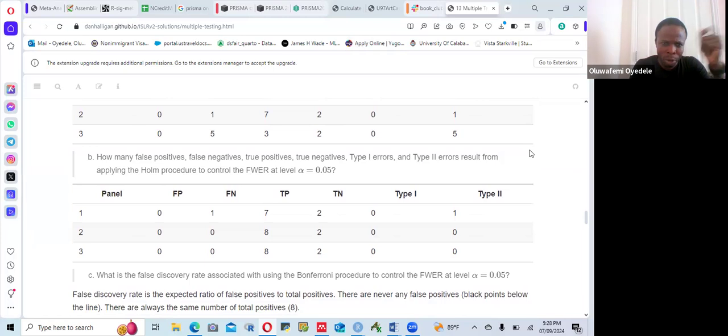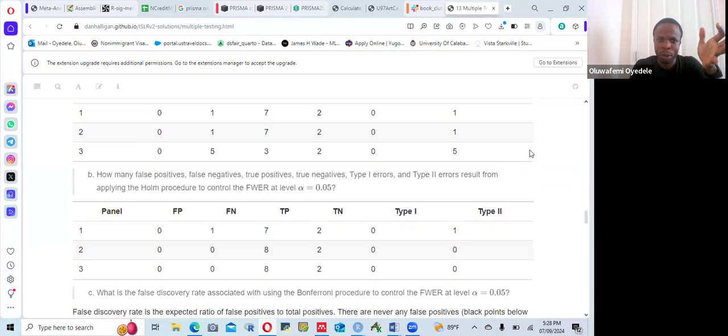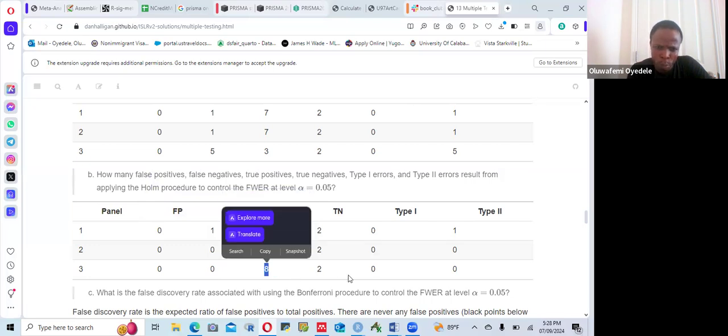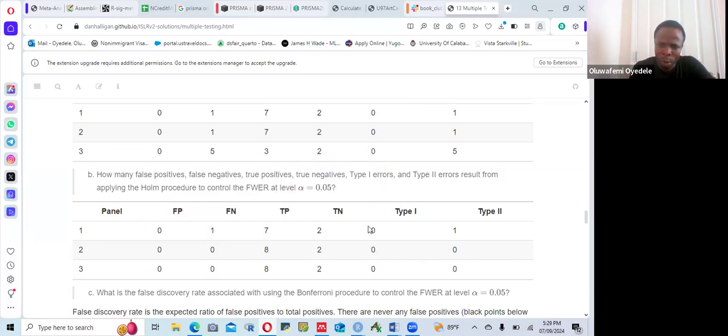So for panel one, using the Holm procedure, we see that for false positive we all have zero. While for false negative for panel one, we have one false negative, while the others we have zero. For true positive for panel one, we have seven true positive. For panel two, we have eight true positive. For panel three, we also have eight true positive. For true negative, we have two true negative across the three panels. While type one error, we have zero type one error across the three panels. While type two error, we just have one type two error for panel one and zero type two error across the other two panels. So that is what we're able to figure out from that graph we got.